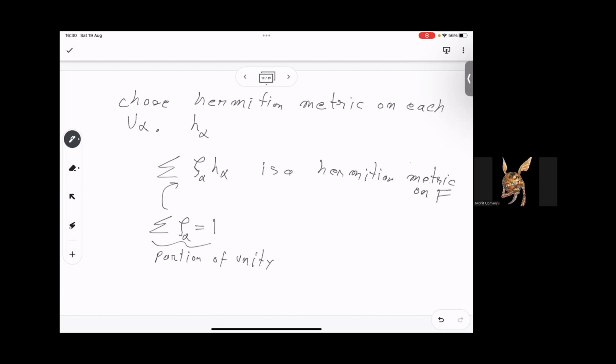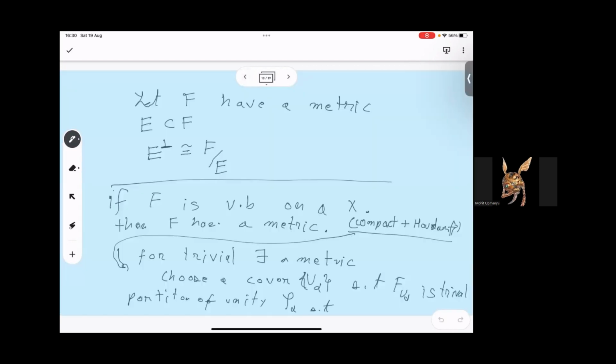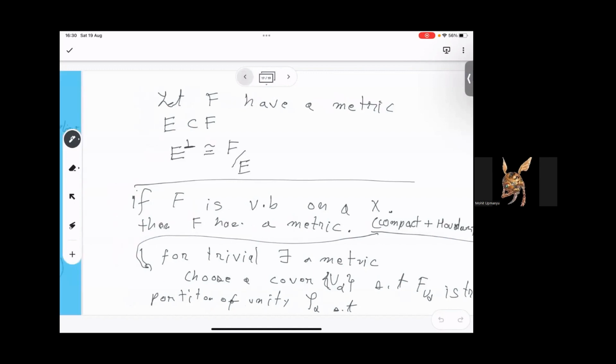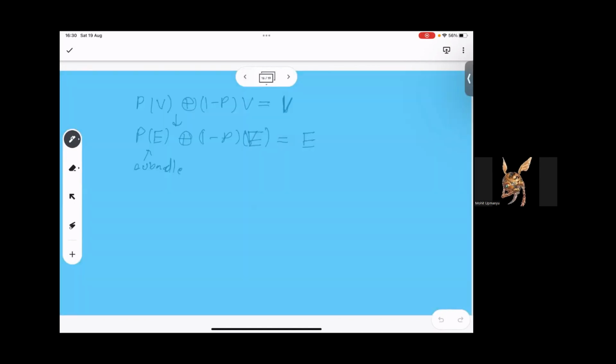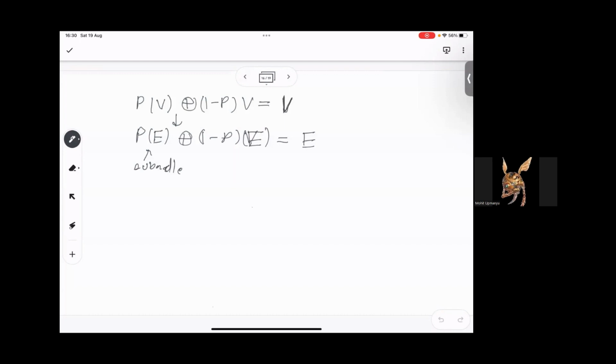So this is it. We have proven that every vector bundle has a metric. Every sub-bundle has a complement, which can also be stated as: if we have a short exact sequence of vector bundles, then this splits. Every short exact sequence of vector bundles splits.